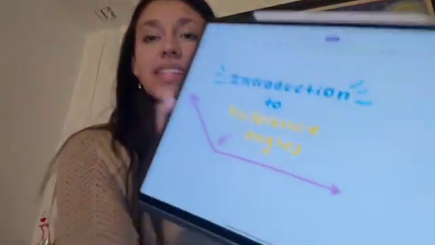My name is Edana Ramirez, and this is the Introduction to Reference Angles. So let's first begin with the basics. First, we're going to start by learning the formulas.